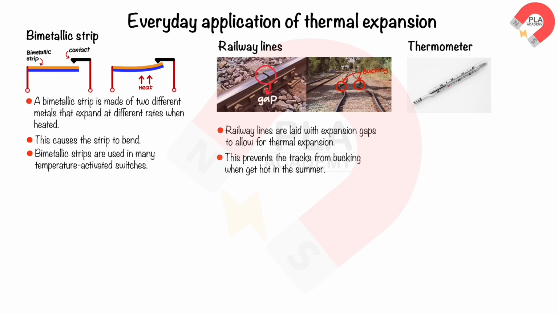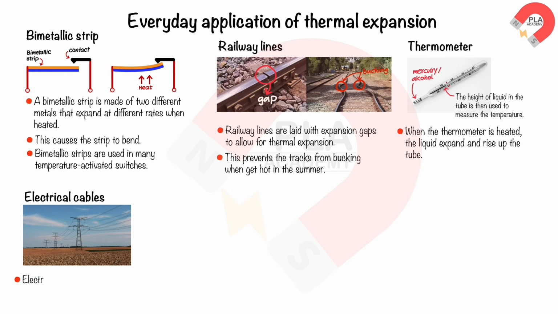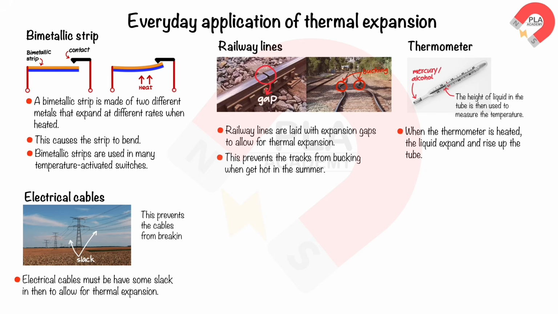Thermometers. Thermometers use the expansion of a liquid to measure temperature. The most common liquid used in thermometers is mercury, but alcohol is also used. When the thermometer is heated, the liquid expands and rises up the tube. The height of the liquid in the tube is then used to measure the temperature. Electrical cables. Electrical cables must have some slack in them to allow for thermal expansion. This prevents the cables from breaking when they get cold and contract.